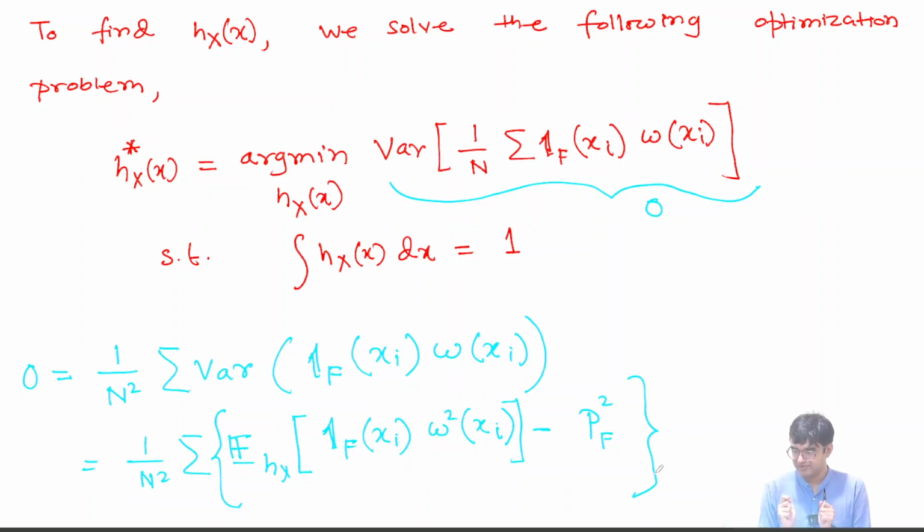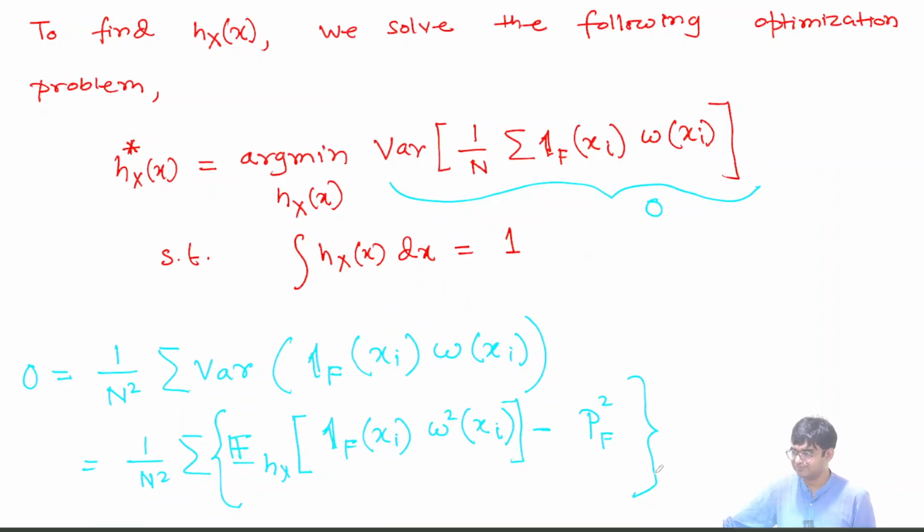So I will repeat. Variance is a non-negative quantity and we have a summation of multiple variances. All of those terms are similar in form, which means if I take one term, make x generic and minimize that, that is equivalent to minimizing the whole summation. Now looking at that term, there is a PF sitting there. PF is not a function of H, so that term can be dropped, which means I am only going to work with the expectation with respect to Hx of the indicator function of x, multiplied by w square x, and I will try to minimize that.